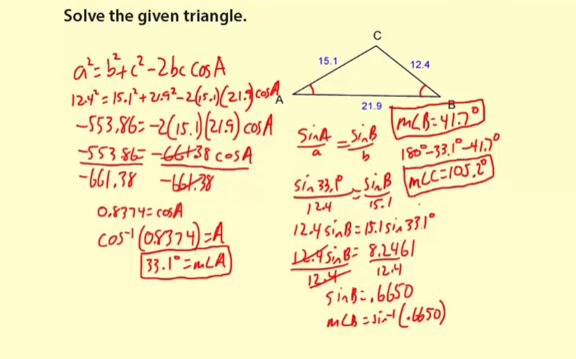Okay, so there we go. We solved for all three angles. We solved for measure of angle A using the law of cosines. Then we solved for measure of angle B using the law of sines. Then we solved for measure of angle C using the triangle sum theorem. So that's how you solve a triangle given a side-side-side situation.